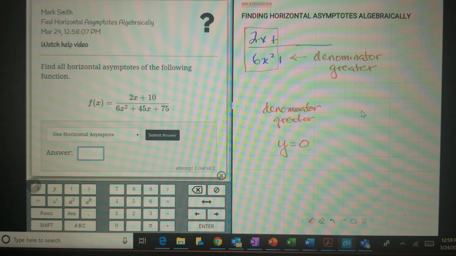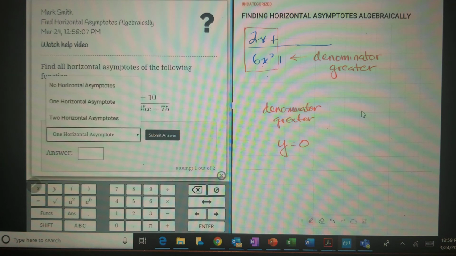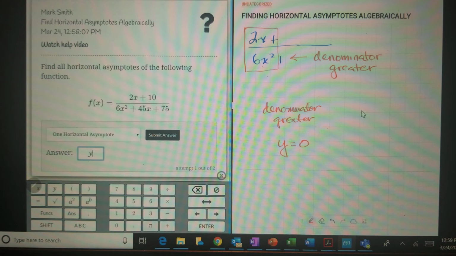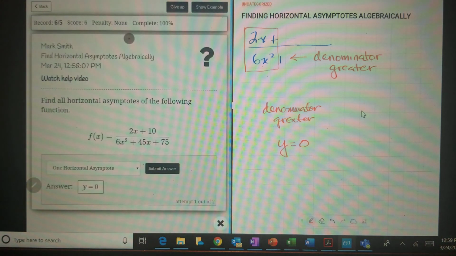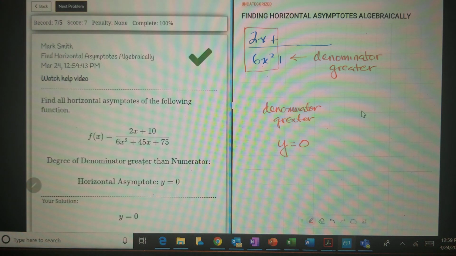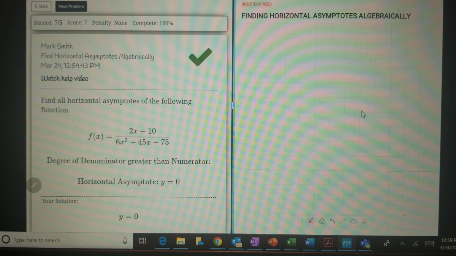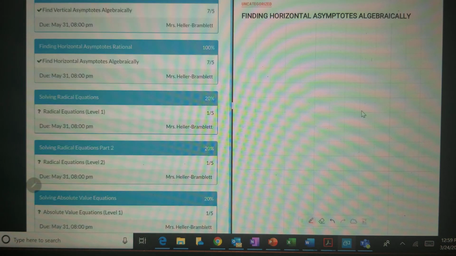So over here, I'm going to say I have 1. So there's my drop-down box, and I'm saying there's 1. And the answer is y equals 0. And I'm going to submit my answer. Yes, I think that's exactly right. And we get a green check. All right, let's do another one. We want to do another one.